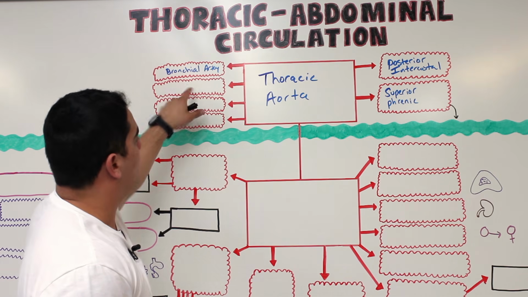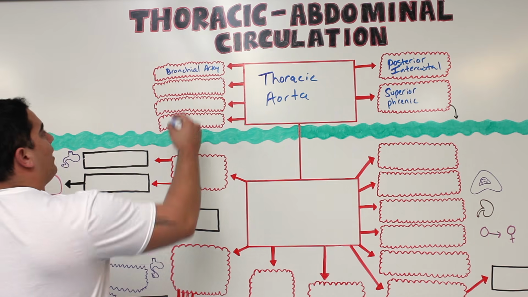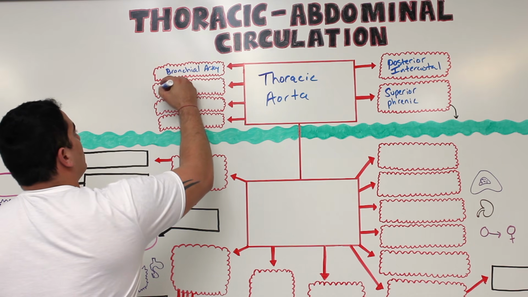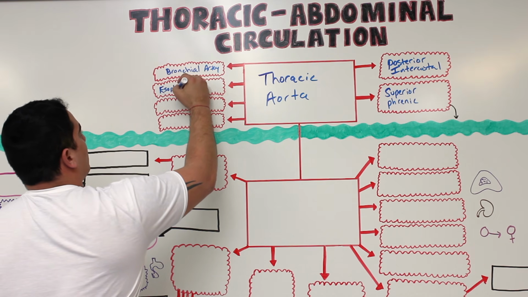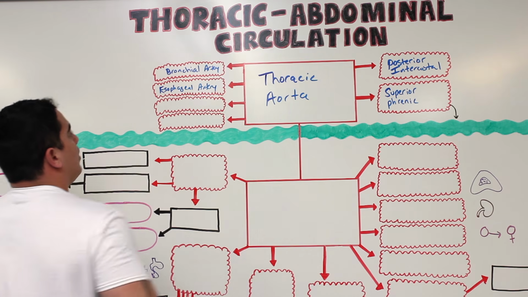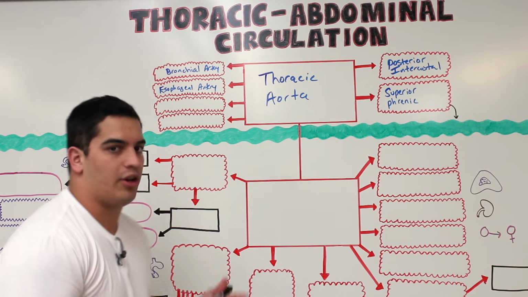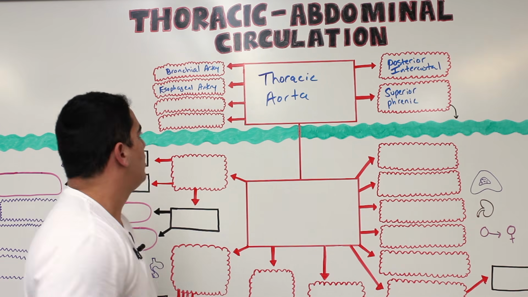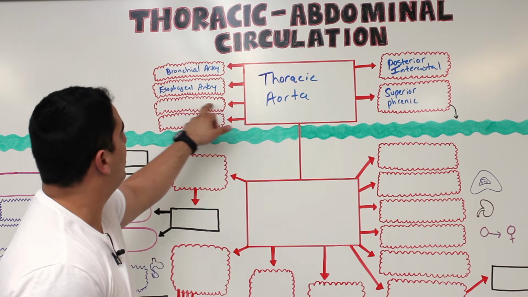Okay, so next one, let's say that we go a little bit near that, we have the esophagus. So we have the esophageal artery. You already know what it does, it supplies the esophagus. So simple stuff here, and then we could have another one.